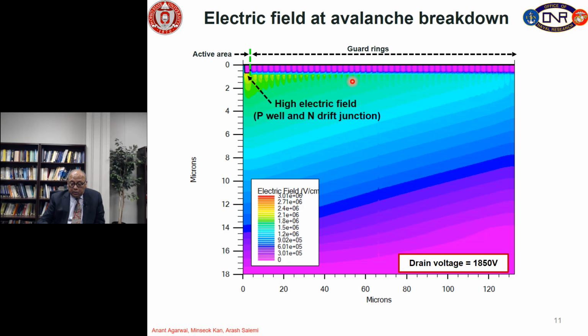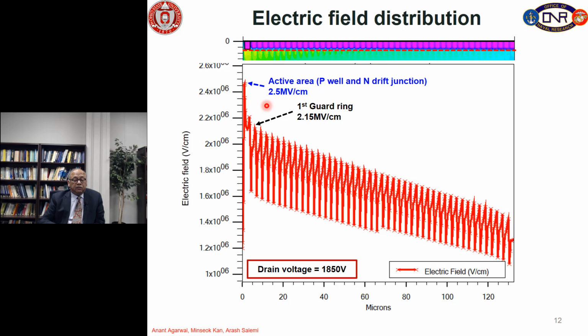Now, if we draw a line below the guard rings like a cut line and look at the electric field along this horizontal line just below the guard ring, then the electric field looks like this. So, you can see that the electric field is high in the active region, and then it reduces quite a bit in the first guard ring and keeps on reducing as we go further to the second, third, fourth, fifth to the guard ring number 46. And so, this is good. I think this is a good design.